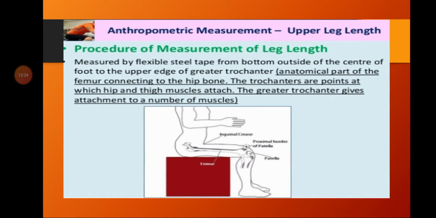Next one, procedure of measuring leg length. Measured by flexible steel tape from the bottom outside of the center of foot to the upper edge of the greater trochanter, that is anatomical part of the femur connecting to the hip bone. The trochanters are points at which hip and thigh muscles attach. The greater trochanter gives attachment to a number of muscles.